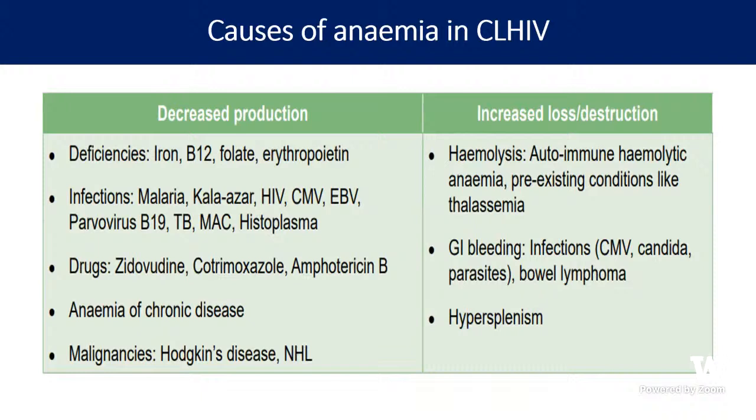Where there is increased loss, or the RBCs are getting lysed faster, is in hemolytic anemias. As I rightly told you, it can be thalassemia, where the breakdown is because of the hemoglobin. Yes, anything? Any question?